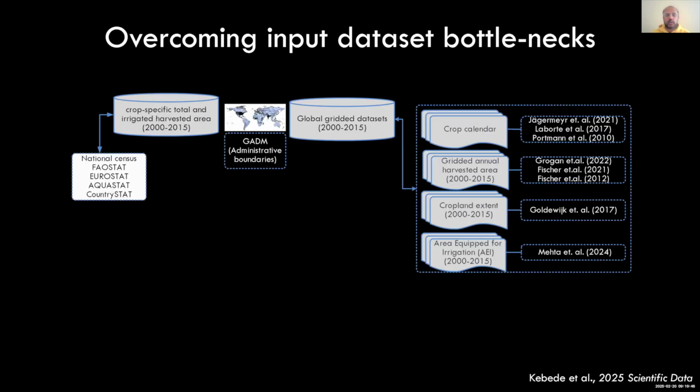Then we also used administrative boundaries from the Global Administrative Database Management Portal, which defines the administrative unit of each subnational unit for each country, which is very essential. And we also integrated other gridded datasets. When I say gridded, it's just a TIFF file where the data is stored in each pixel. The first one is a crop calendar, which defines the planting and maturity months of each crop, from which month to which month each crop is growing.